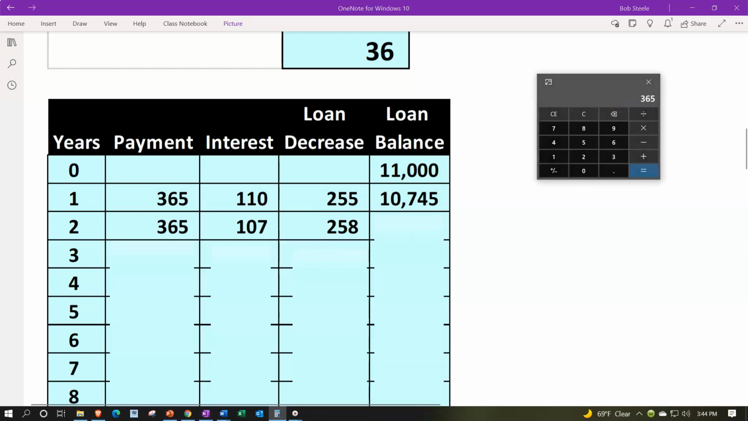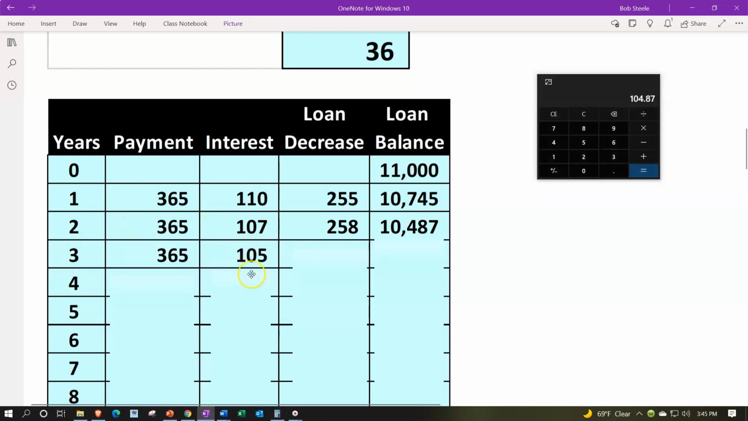We subtract these two out. We're going to take the 365 minus the 107. That's going to give us the 258. Then we can take that 10,745 minus the 258. We get the 10,487. Taking that, we got the same 365. We can multiply it times the 0.12. That would be the interest if it were for a year, divided by 12. That'll give us the interest for the month. We can also calculate that as 0.12 divided by 12, 1% the monthly rate, times the 10,487. Get that same number. Then we're going to say that we have the 365 minus the 105.